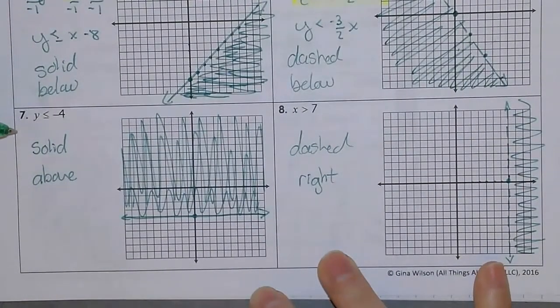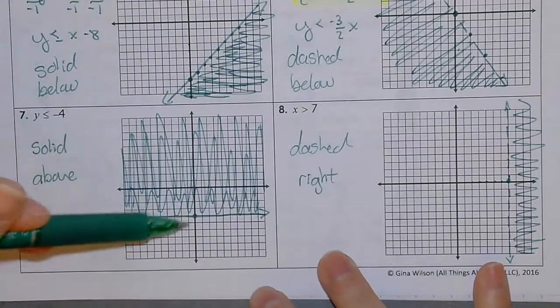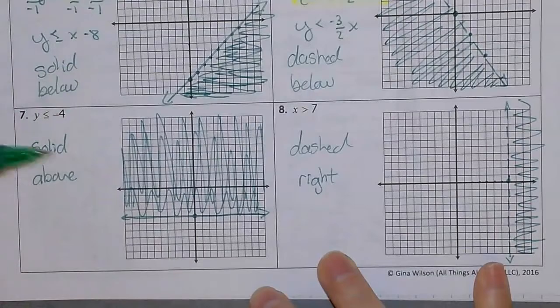Y is less than or equal to -4. Remember, when it's y by itself, that means your slope is 0, so it starts at -4, and it's just a flat line, and then it's solid and shaded above. That one's not so bad.